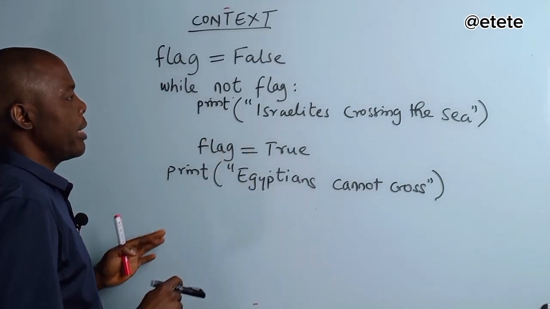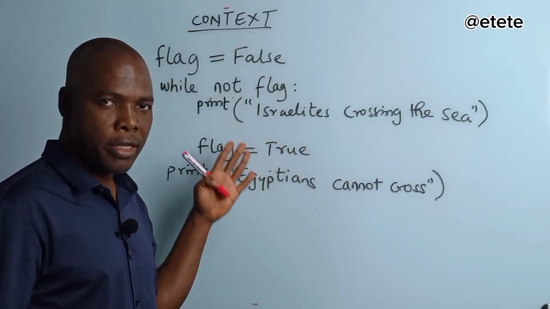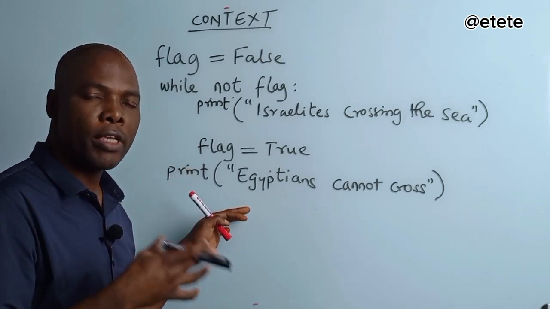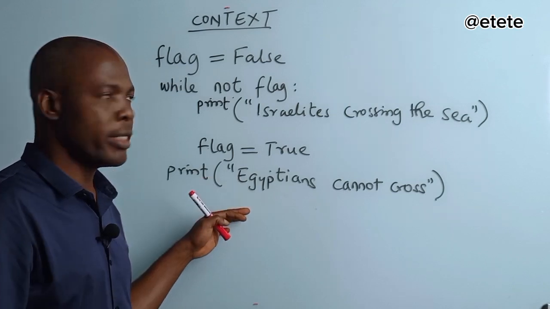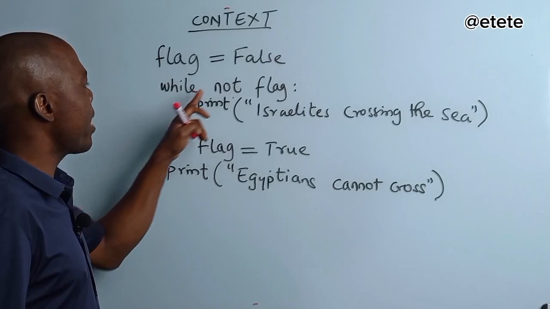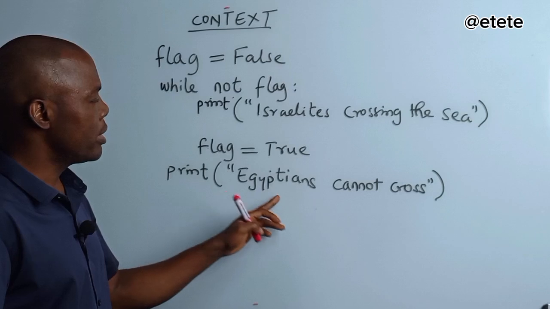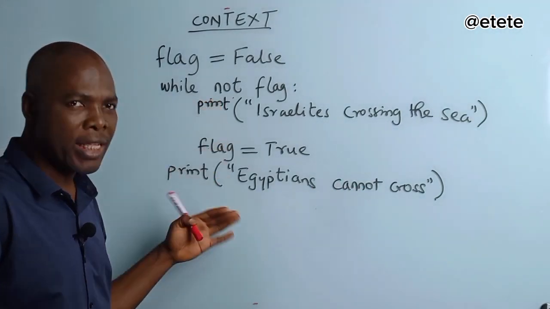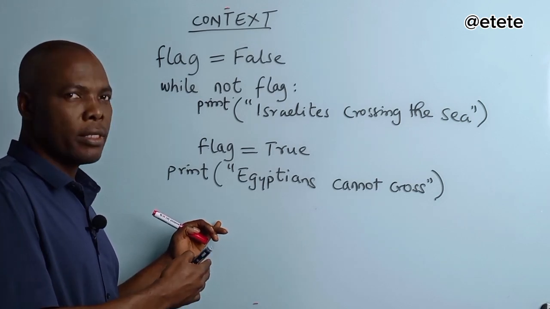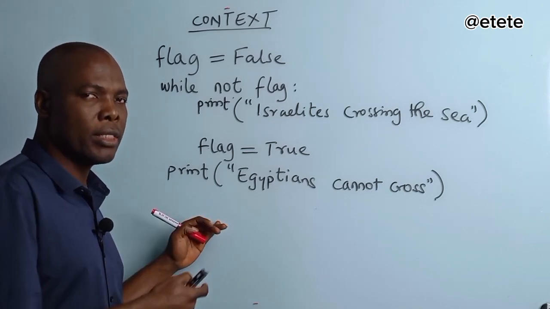This is my script. Now, looking at this script, everything written here is using English characters, right? If you try to interpret this within the context of English language, you will not understand what is written here. Let's try to. Flag equals false, right? While not flag, print Israelite crossing the sea. Flag equals true. Print Egyptians cannot cross. How will you understand this in English? I just read English, right? But that doesn't make any sense, or I will not really be able to interpret this.